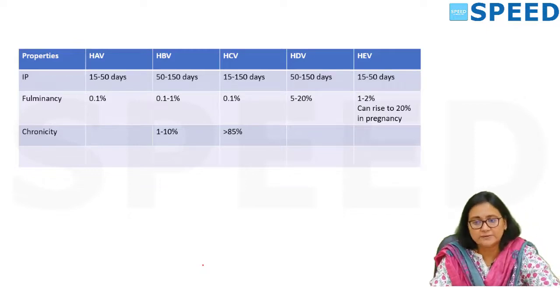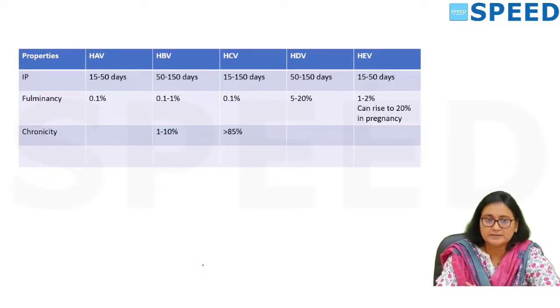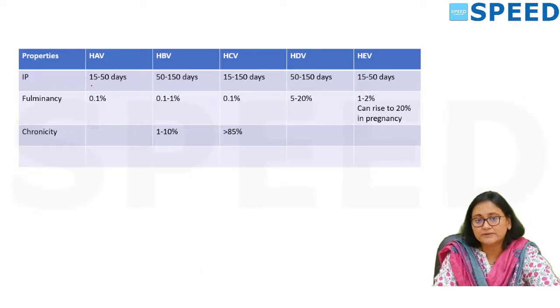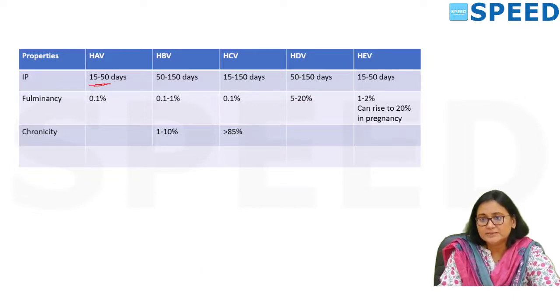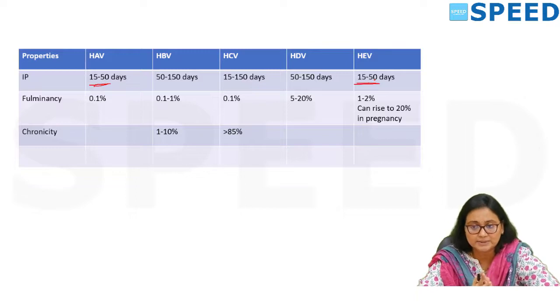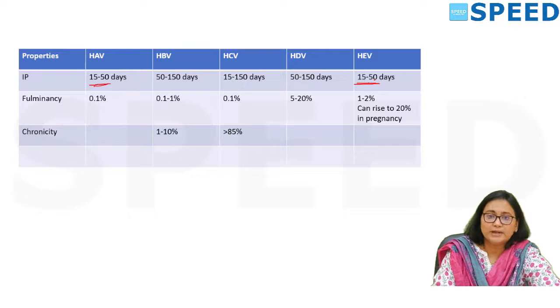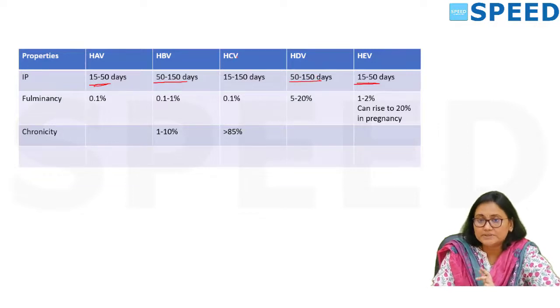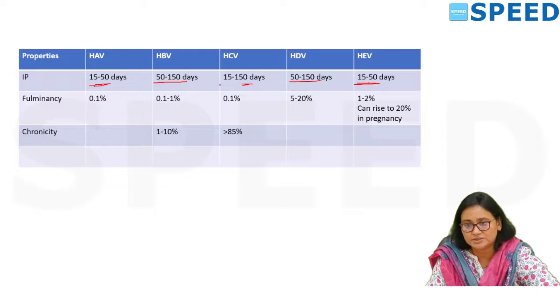Incubation period of hepatitis A virus is 15 to 50 days. Similarly you will have it in hepatitis E virus. So most of the features you saw, hepatitis A and E had similar features, even the incubation period is the same. Hepatitis B and D both have 50 to 150 days as the incubation period. Hepatitis C will have 15 to 150 days as the incubation period.